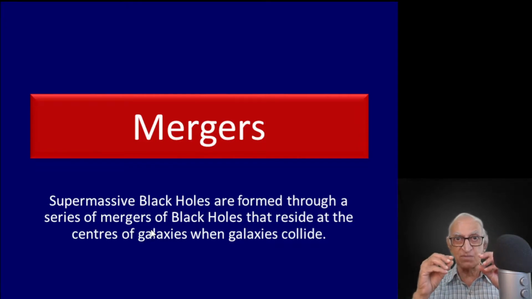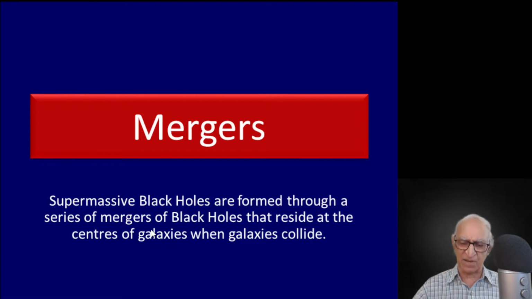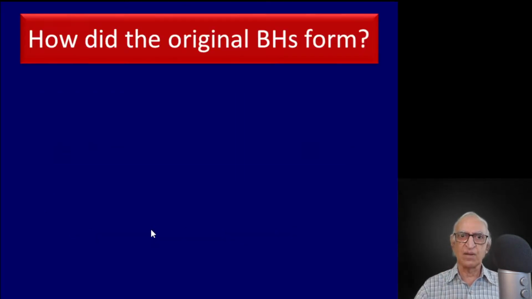And each galaxy presumably had a central black hole, and these two black holes then coalesced due to dynamical friction that I talked about, the two black holes spiraling in and merging, emitting a burst of gravitational radiation, which we shall discuss soon. And so the mass of the black hole is now the sum of the masses of the two black holes. And if this goes on for a long time, the mass of the black hole will grow. But then you have to ask this naughty question. How did the original black holes form?